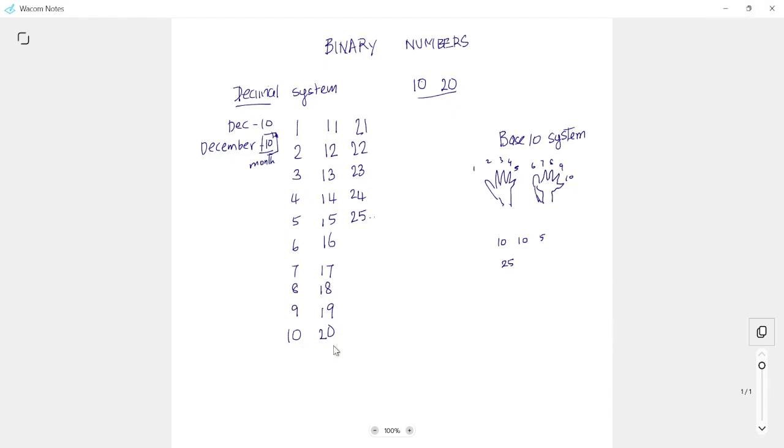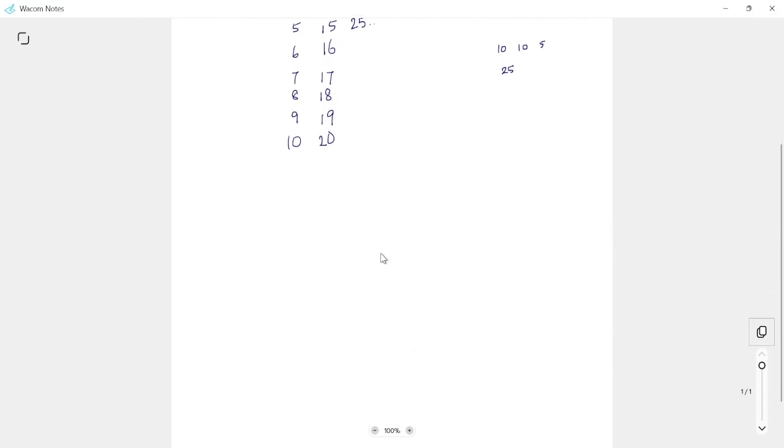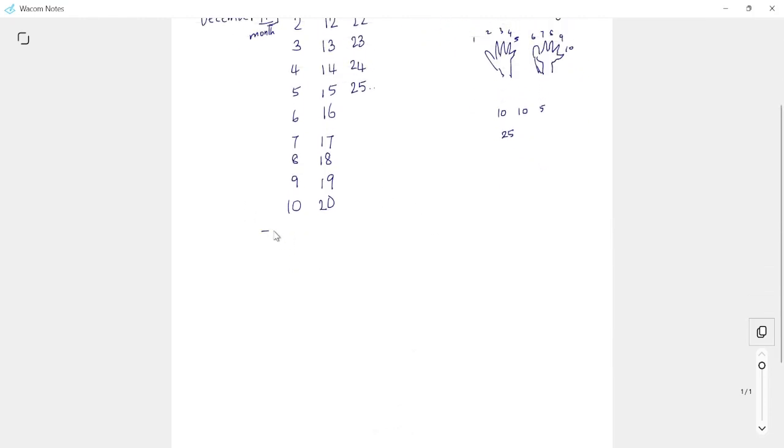Okay. So let us look at something else in the decimal system. In the decimal system, there is something called place value. What does this mean? So let me write a number: 9,612. Depending upon where the digit is located, the value of the digit will change. That is what is meant by place value.